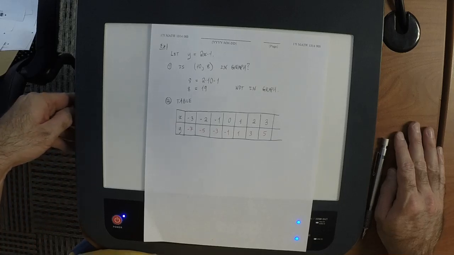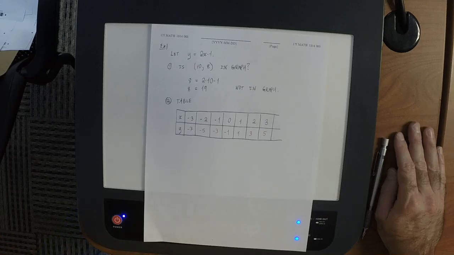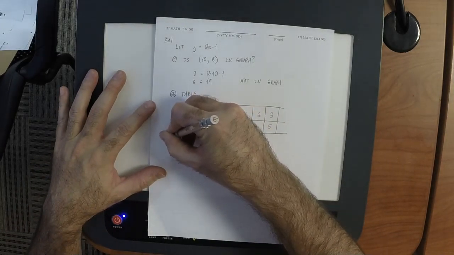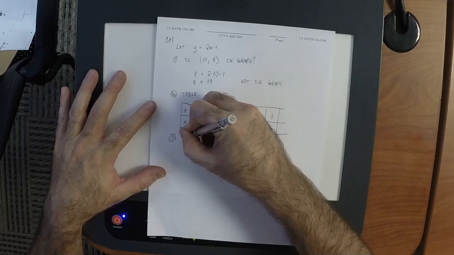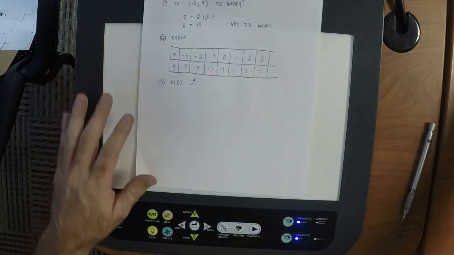It is a P word, but it's not picture. Starts with P. Plot. Plot. That is the name for the pictures. So I want you to plot all the points that were in that table.